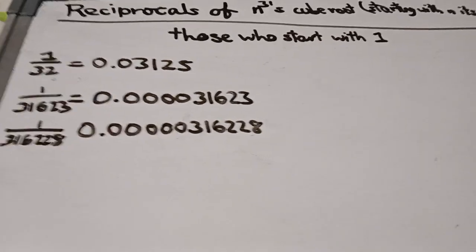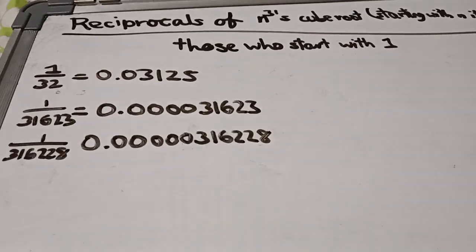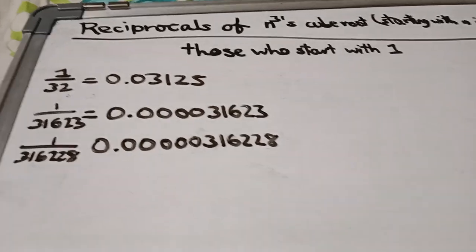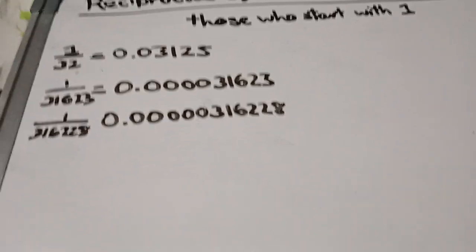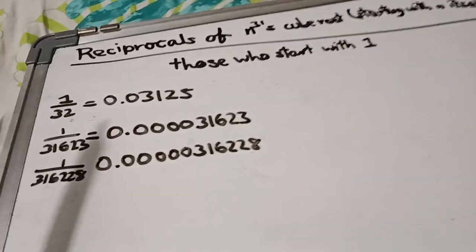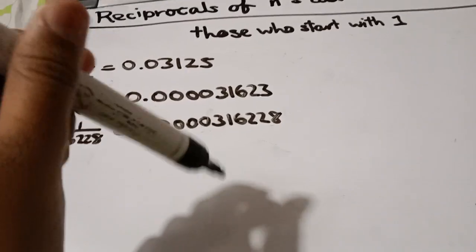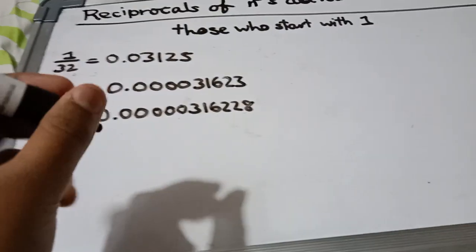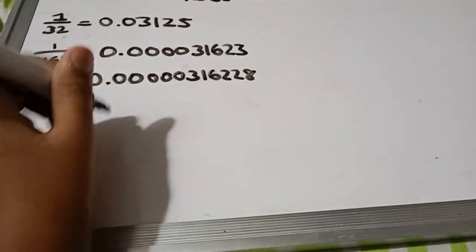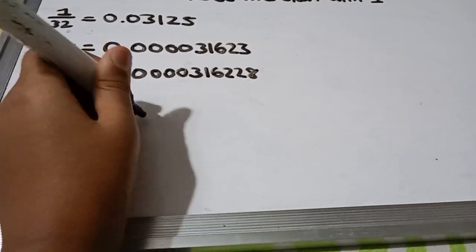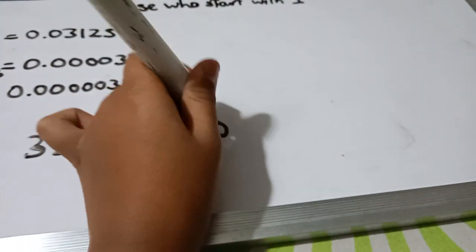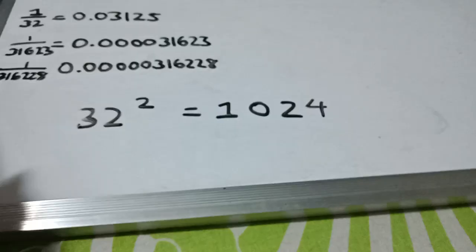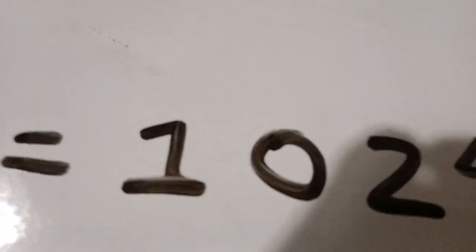Because all it depends upon is the number of zeros. Yes, it depends upon the number of zeros only. You see, it depends upon the number of zeros in its square. For example, 32 squared is 1024, which means that there is one zero, and the zero matches here.